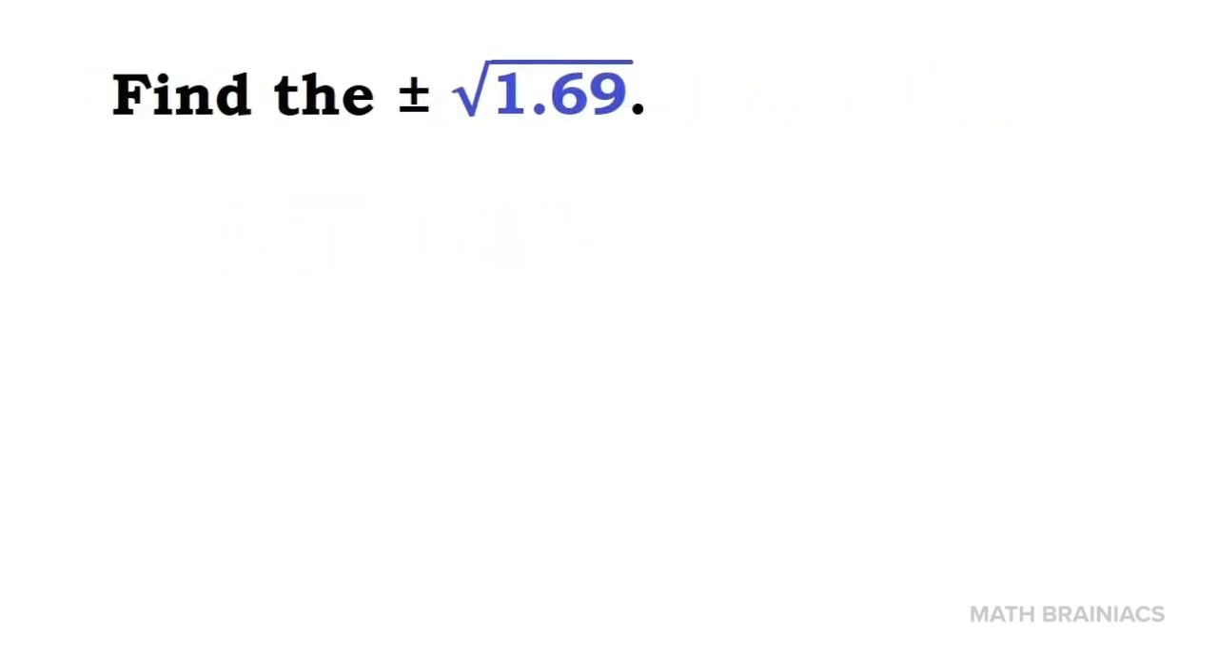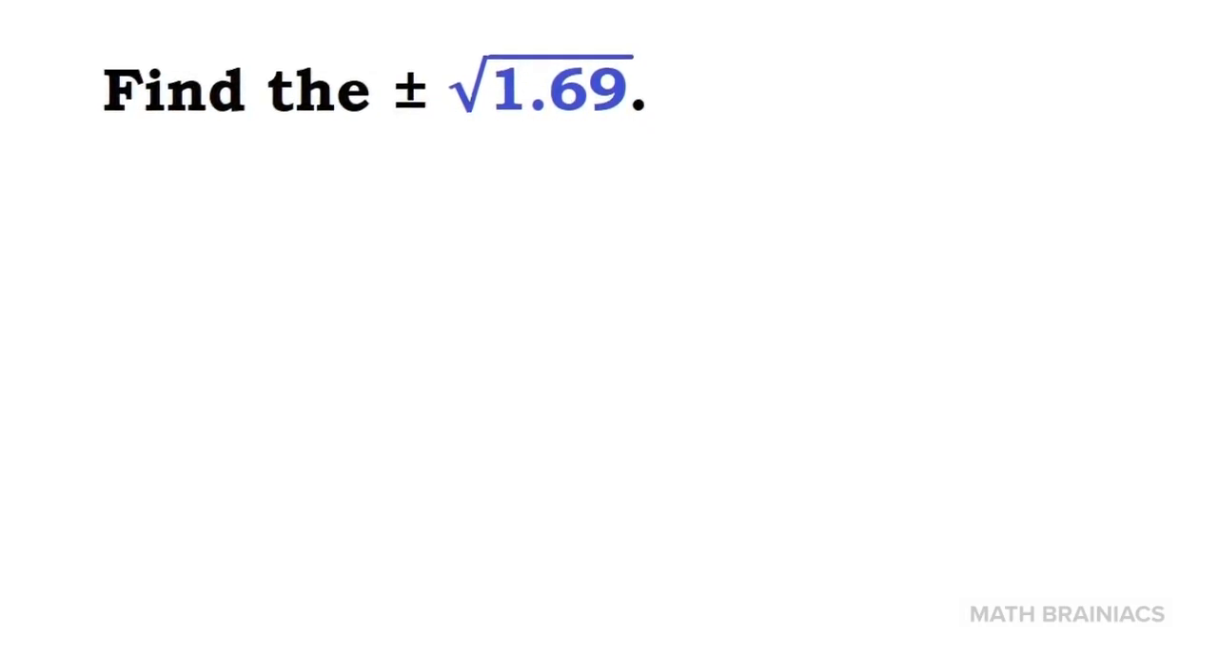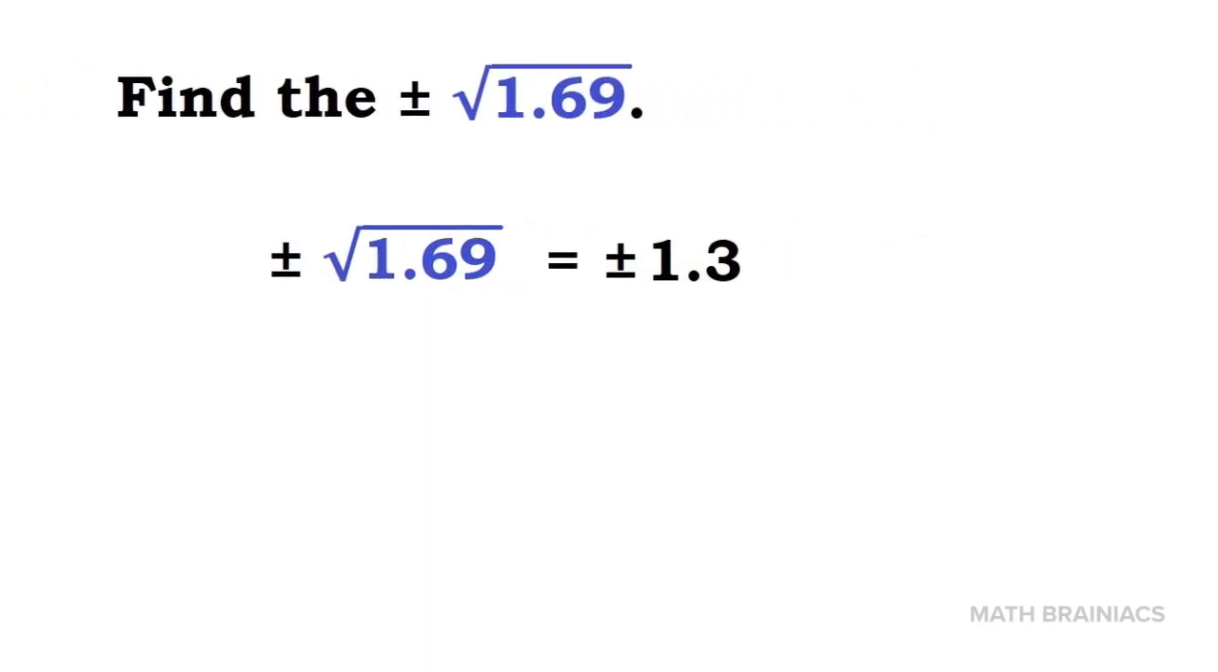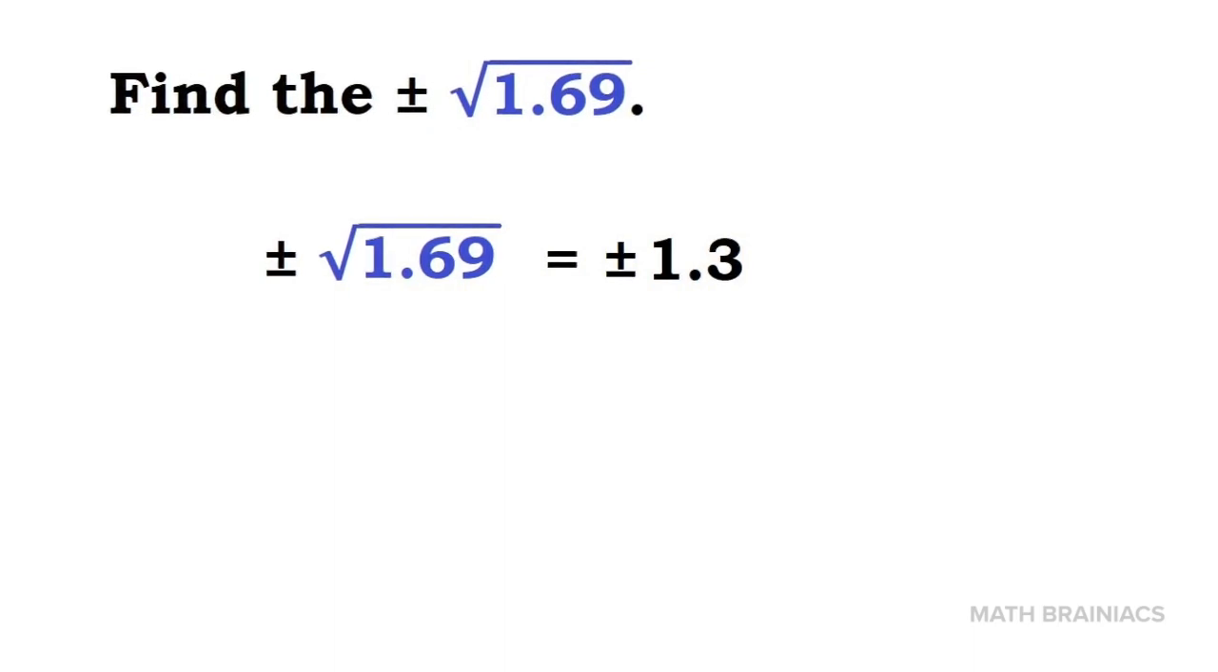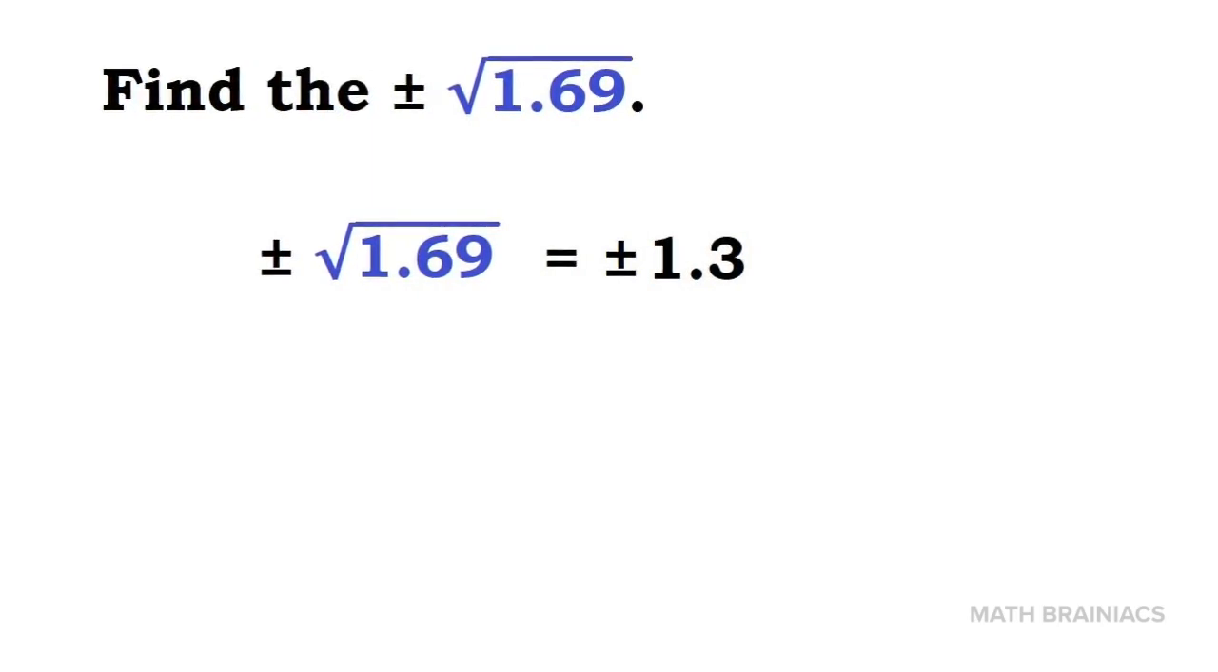What if we have a positive and a negative sign outside the square root? We're going to find the square root of 1.69. I want you to take note that if we have a positive and a negative sign outside the square root, we're going to have a positive and a negative sign also on the answer. For example, positive and negative square root of 1.69 will give us positive and negative 1.3.